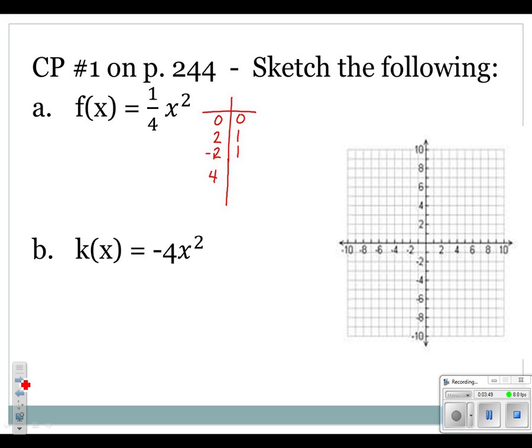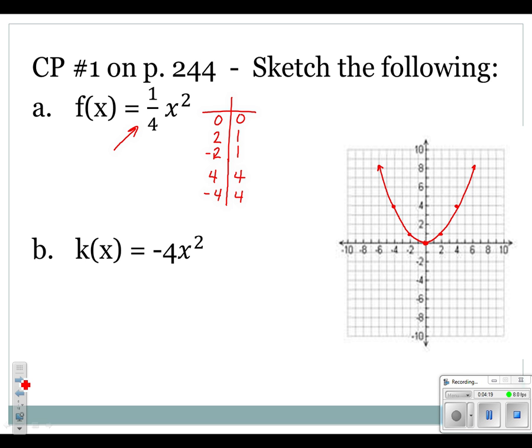So if I plugged in a 4, 4 squared is 16, and 1/4 times 16 is 4. Negative 4 would result in the same. Then I could go over here and do my graphing: 0, 0; 2, 1; negative 2, 1; 4, 4; negative 4, 4. Now again, there's another piece in this function and in the graphing of it that you should recognize from our last chapter.